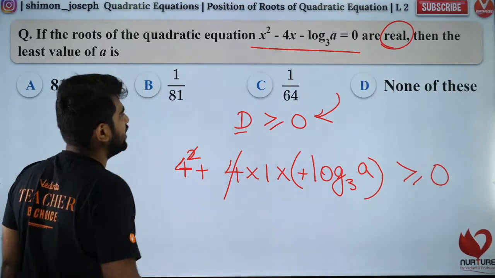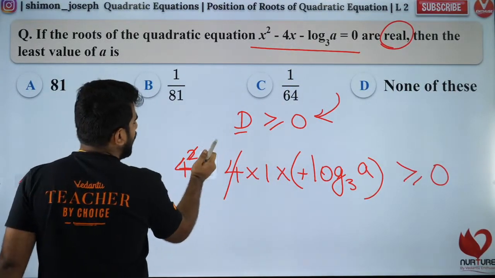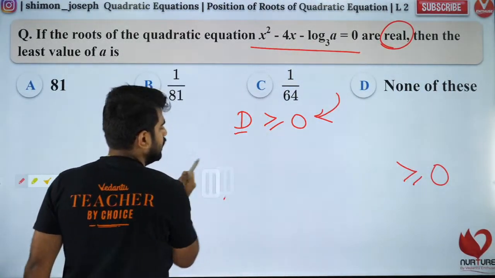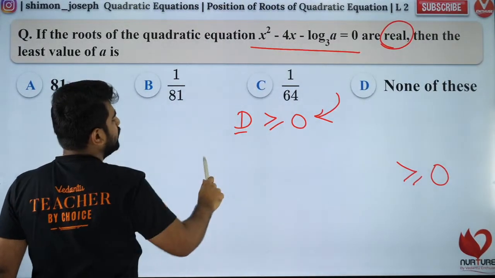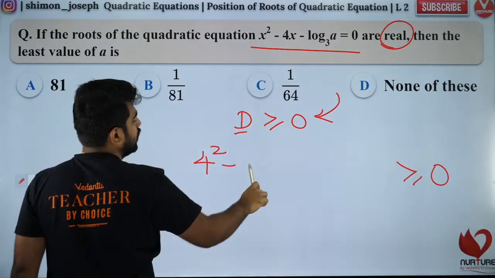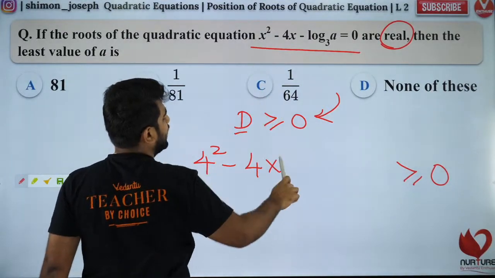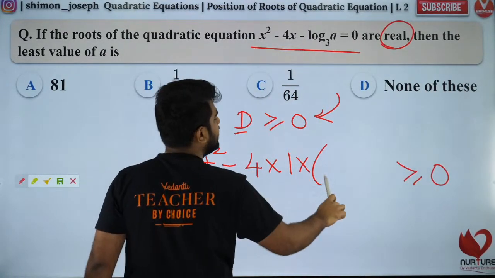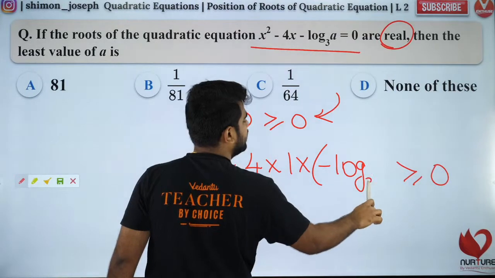So how did the sign change? We have B square. Let me write it from first. So what is B square? B square is 4 square. B square minus 4 into A into C is what? A is 1. C is what? C is minus log to the base 3 A.